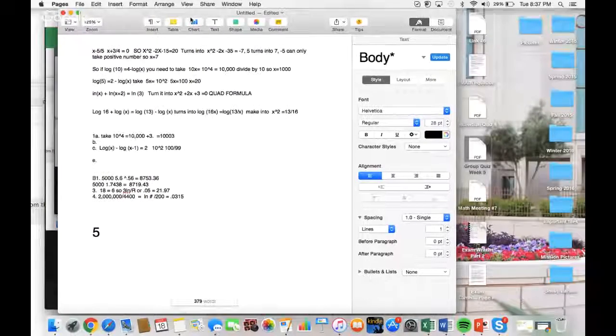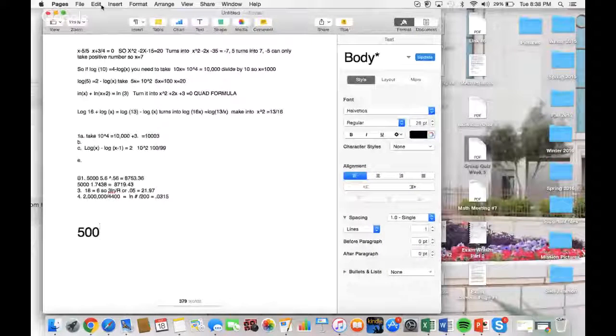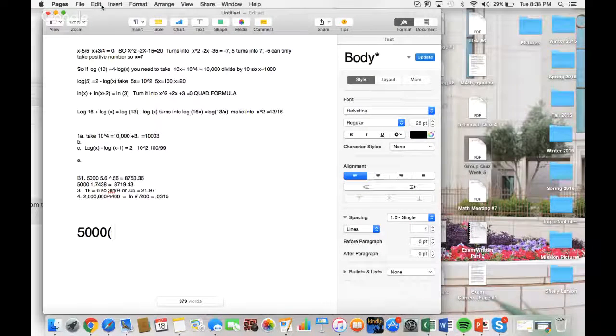So the word problem: you've got $5,000 and you want to see where it's going to be at, with an interest rate of 5.6%, compounded continuously and quarterly, right? So to find the quarterly, you take 5,000 and you do 0.056 divided by 4 because it's quarterly, right? And then you add 1 to that.